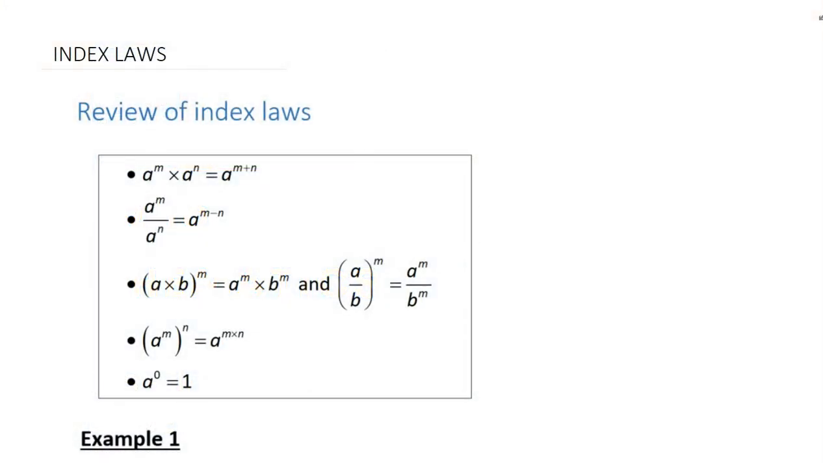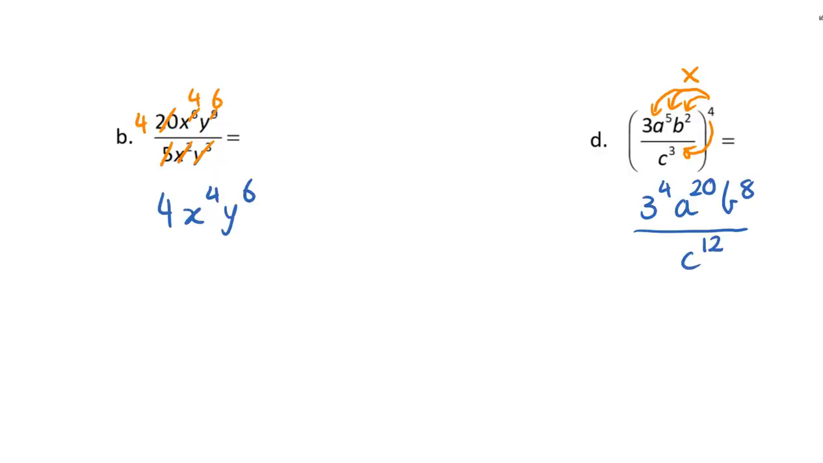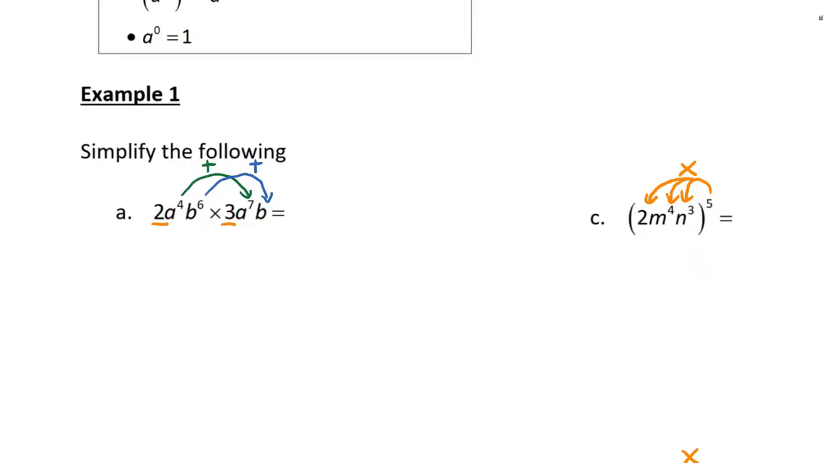In this lesson, you'll learn how to use the index laws to simplify and maybe even solve some equations and expressions. In example 1a, we're looking to simplify the following. Our first step is to multiply our coefficients, the numbers out the front. So 2 times 3 is 6.